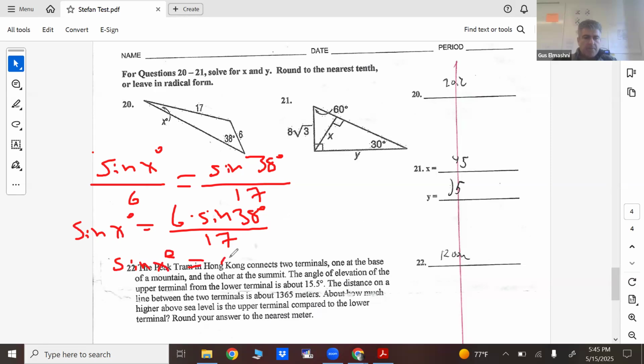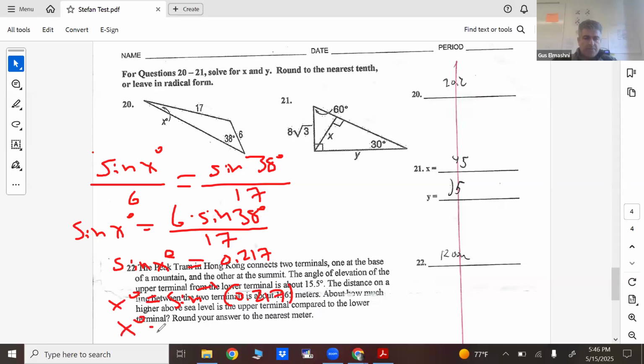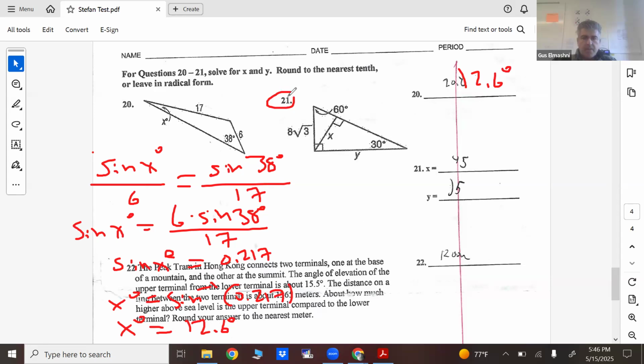Equals 0.217. So x will be the inverse sine of all that, which would be 12.5 degrees. So there's no 12.6 degrees. There's no ambiguous case problem, it appears. Now that one you could just use the ratio.